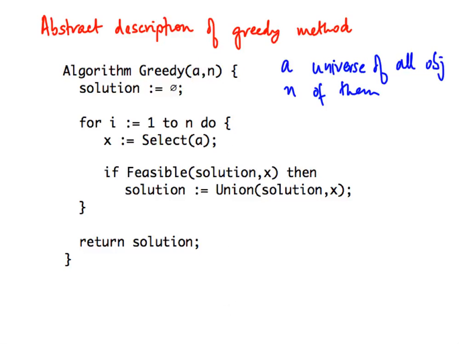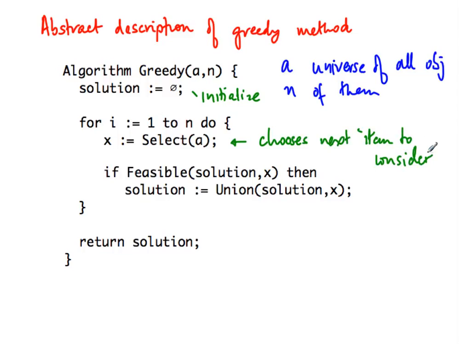So what we do is we start by initializing the solution to be empty. So we initially have selected nothing. Now all the magic in greedy happens because of this function which chooses the next item to consider. So in the change making problem, we chose the next highest denomination note that we have not seen before, and in the task scheduling problem, we chose the next task in order of starting time.